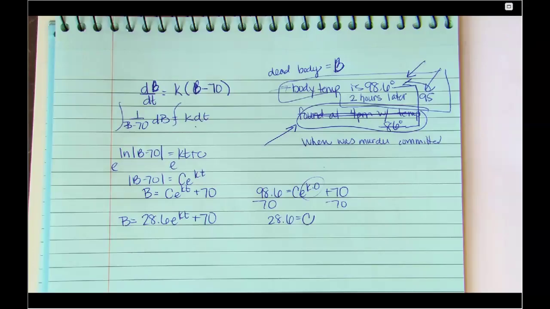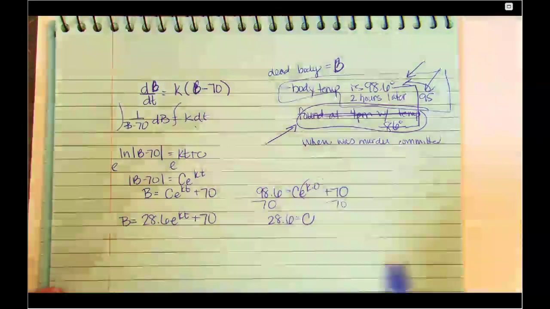Okay, so what does the 28.6 even mean? It's the difference between the body temperature and the outside air. You're right. That's because 98.6 minus 70. Yeah, that's your final. Our k is right. Easy.